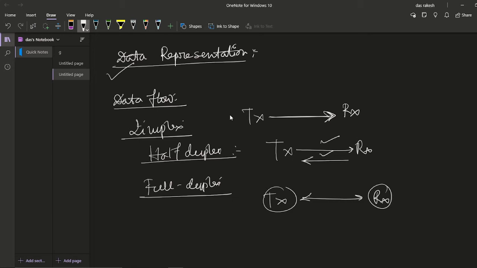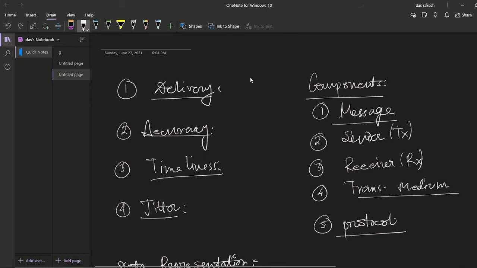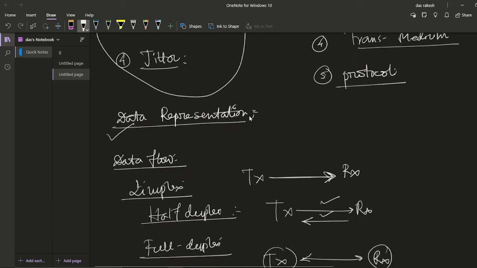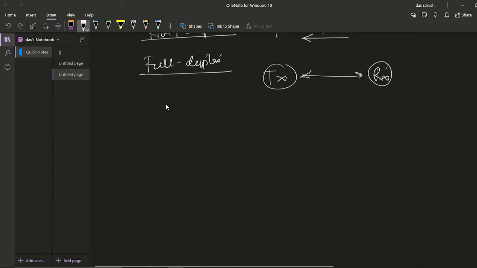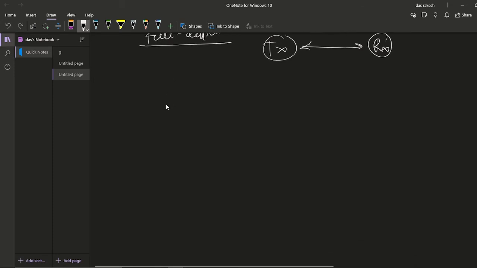Now this is data flow. Look, the main parameters of data communication are these four fundamental parameters. We discussed those, then the components, then data representation, then data flow. Now we discuss the concept of networks. This is very important.